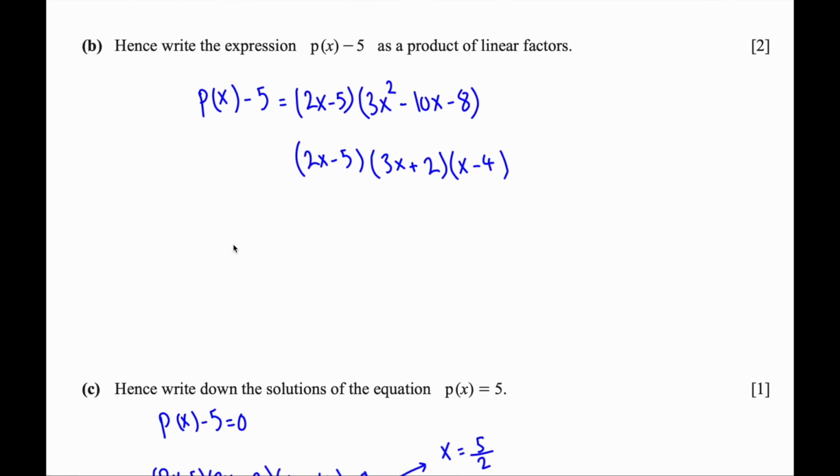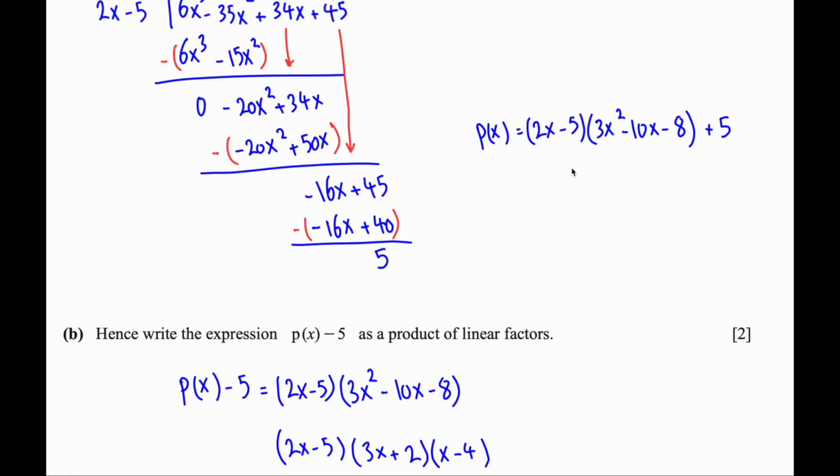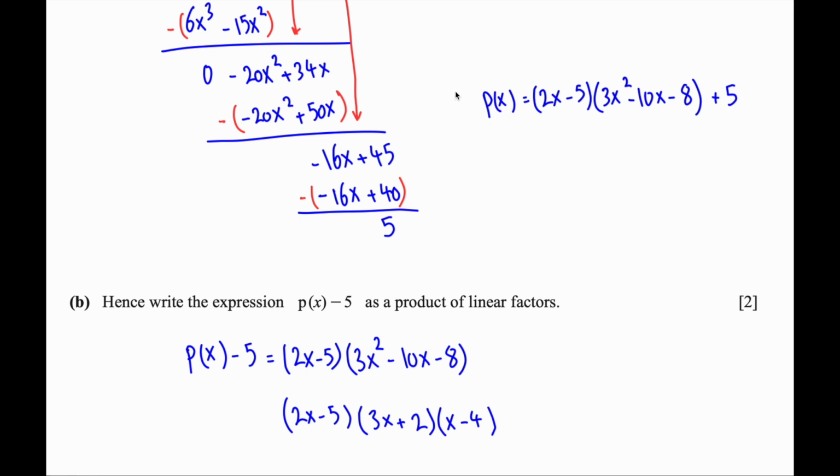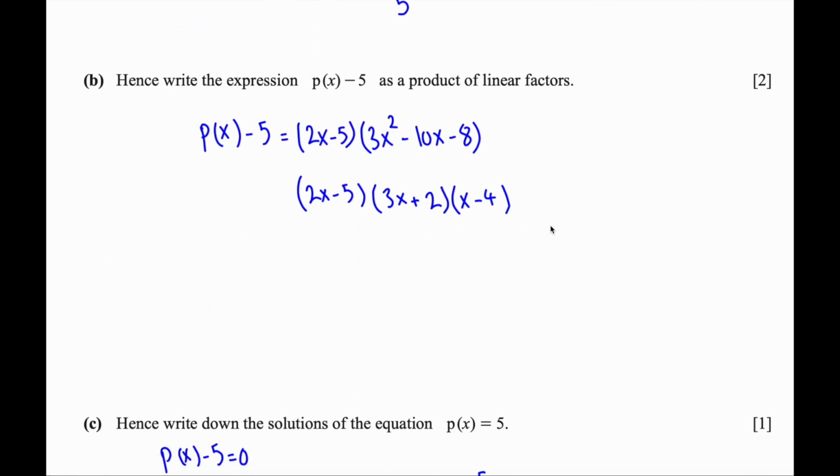In part B, it says, hence write the expression p(x) minus 5 as a product of linear factors. So I've already obtained p(x) here. Now if I subtract 5 from it, the remainder is gone. Now all I have is a linear factor and a quadratic, but since they ask for all to be in linear factors, you need to factorize this quadratic further into two linear factors.